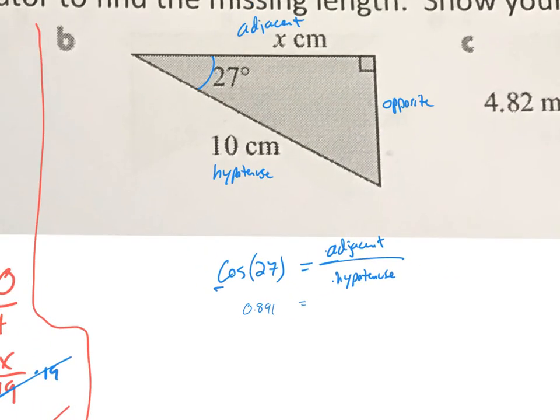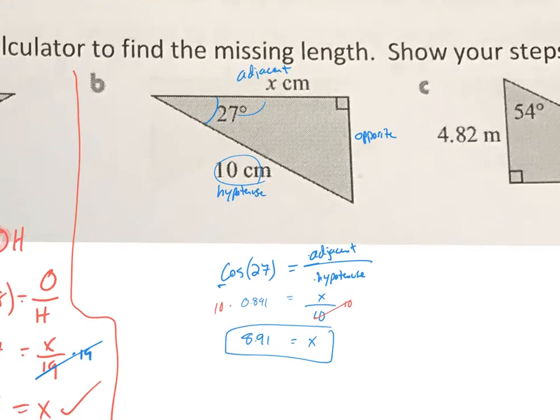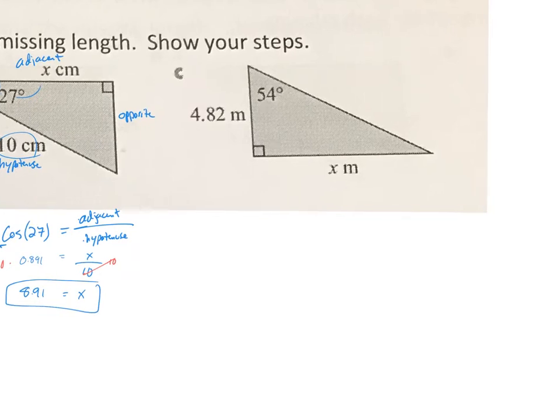and the adjacent side is x. I don't know what that is, but the hypotenuse is 10. So I've got decimal equals x over 10. I want to get rid of the 10, so multiply both sides by 10. These cancel out, and we're left with x is 8.91. Cool? Great.